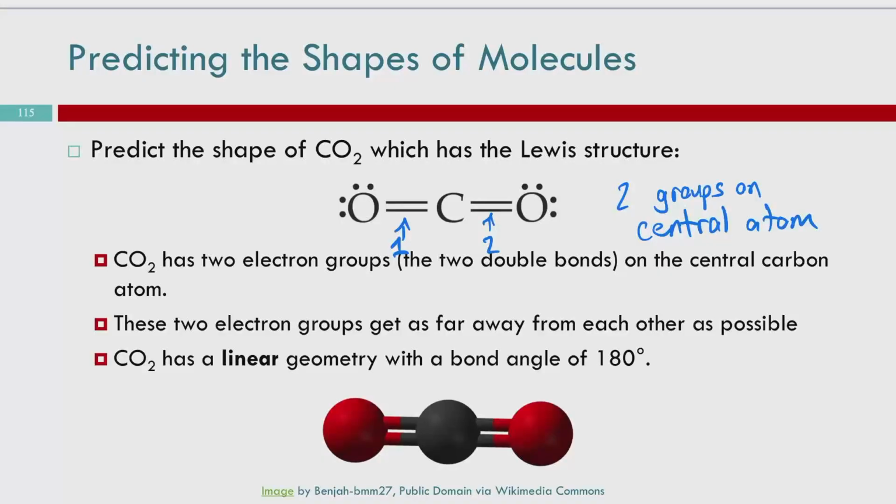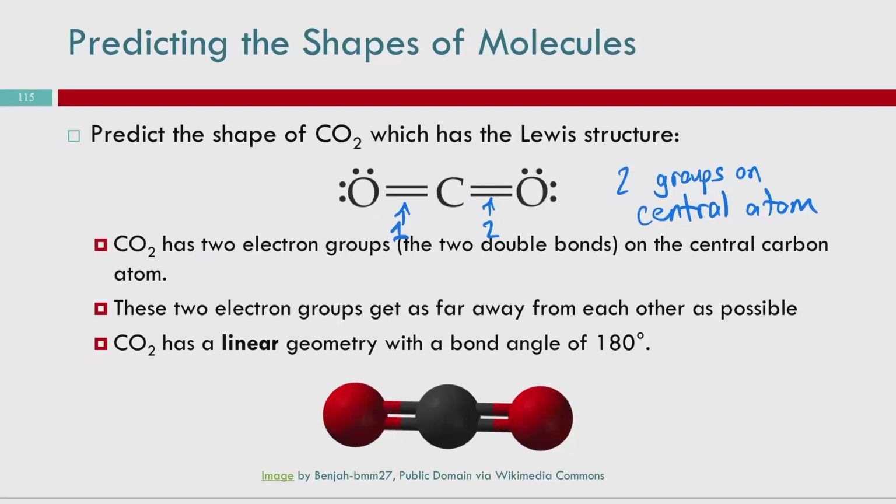So since we have two groups, they're going to get as far away from each other as they can, and the furthest they can get away from each other is on exact opposite sides. And so our actual shape for CO2 is the same as we have it drawn here. The oxygens are on opposite sides. That way these double bonds are as far away from each other as they can be. And this is a linear geometry. It's a line, right? It's just straight across.